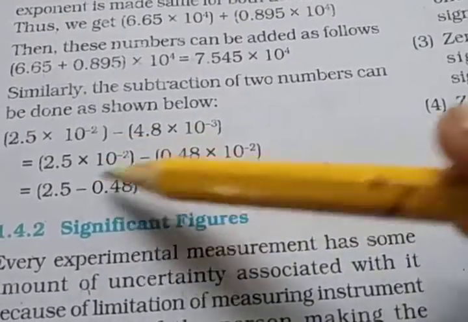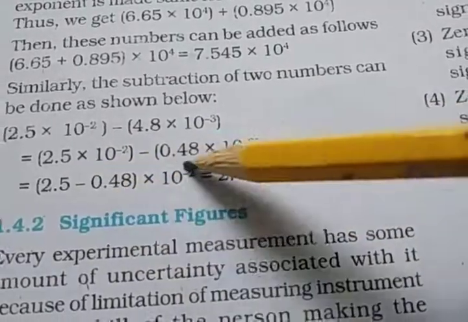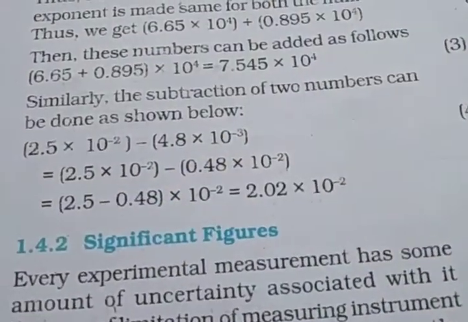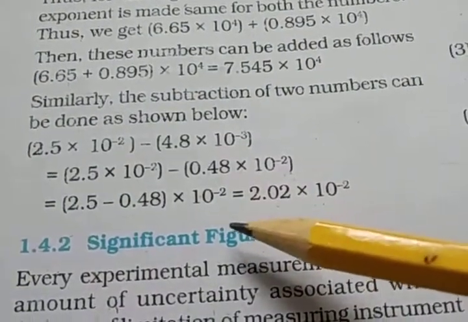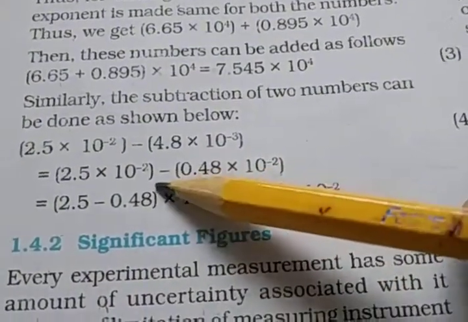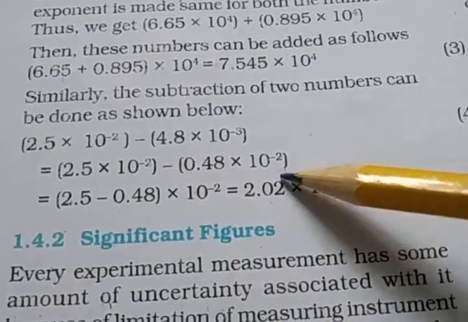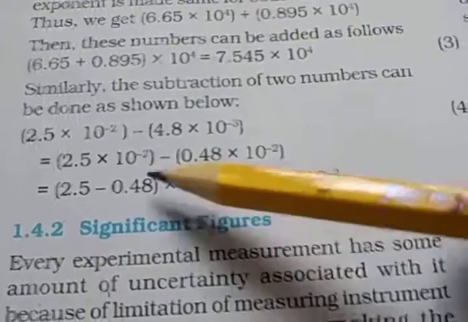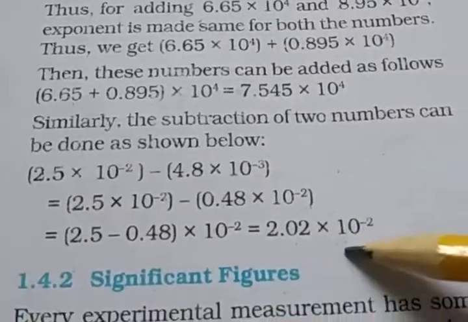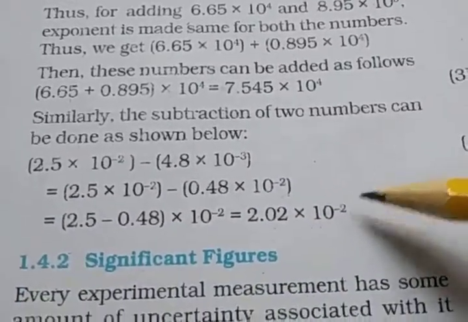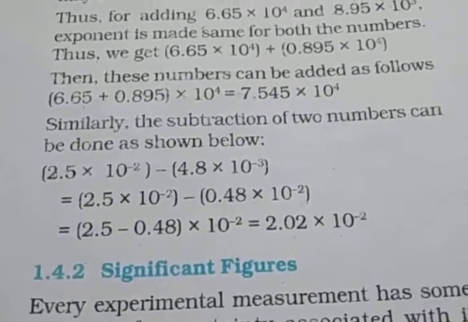So we take in the bracket 2.5 minus 0.48, bracket close. Then multiply 10 raised to power minus 2. Here also 10 raised to power minus 2. So multiply 10 raised to power minus 2. So 2.5 minus 0.48 is 2.02 into 10 raised to power minus 2. Okay, clear?